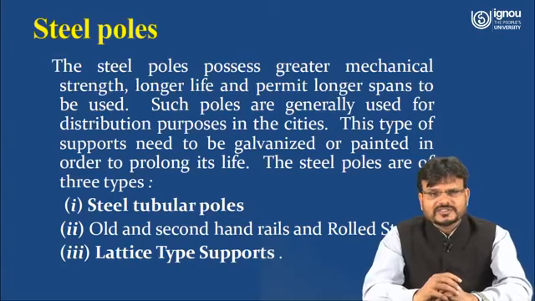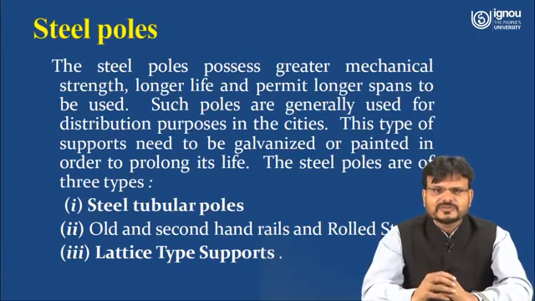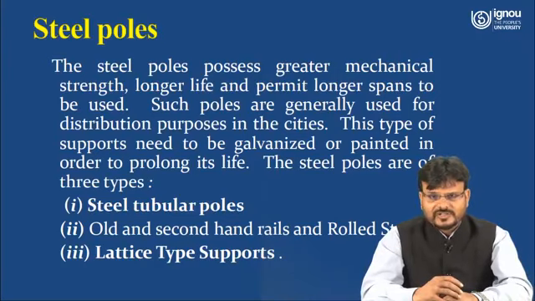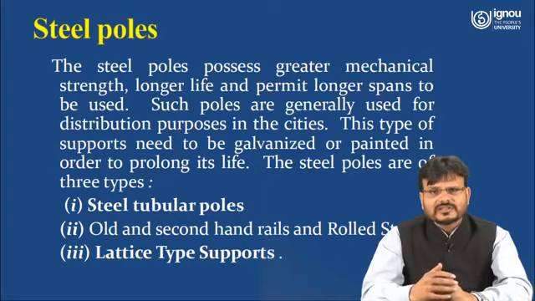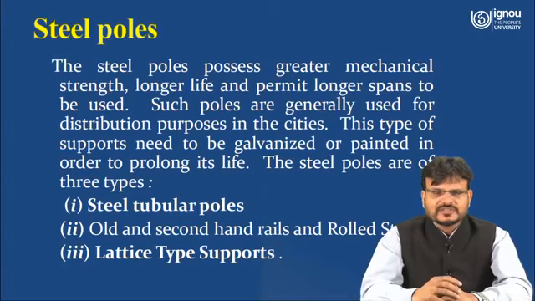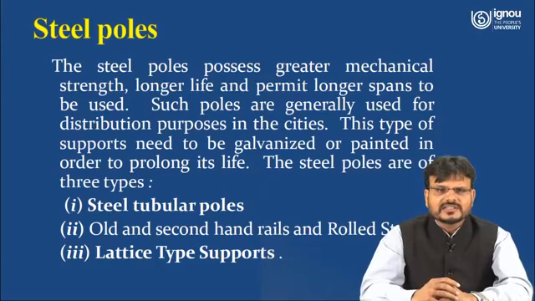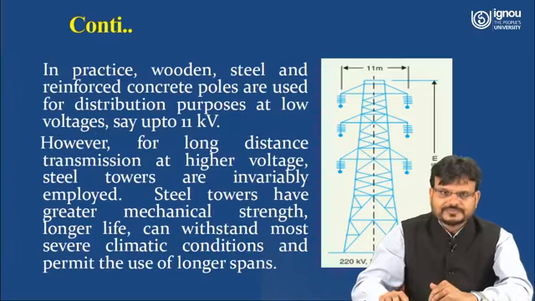The third support is called steel poles. Steel poles possess greater mechanical strength in comparison to wooden poles. They have a long life and permit longer spans to be used. Such poles are generally used for distribution purposes in cities. This type of support needs to be galvanized or painted in order to prolong its life and avoid rust. Steel poles are of three types. One is the steel tubular pole, second is old and second-hand rails and rolled steel, and third is the lattice type support.